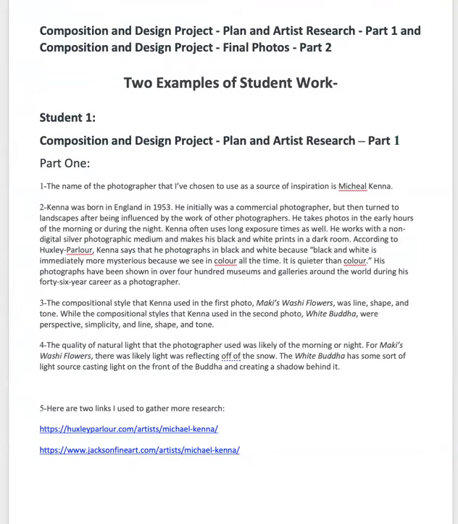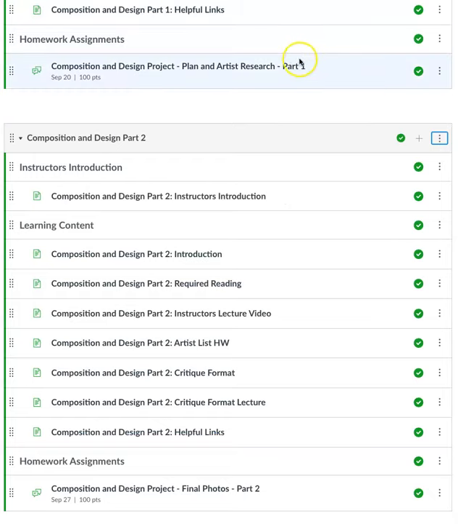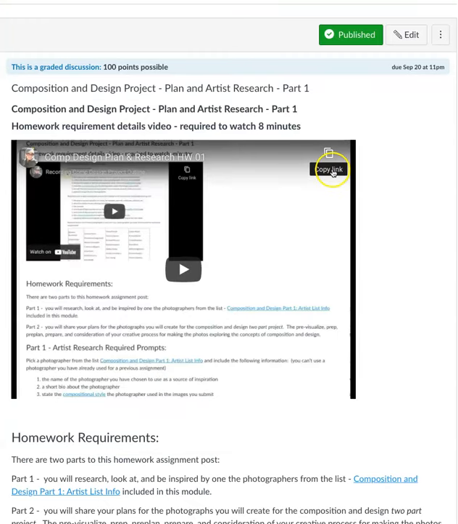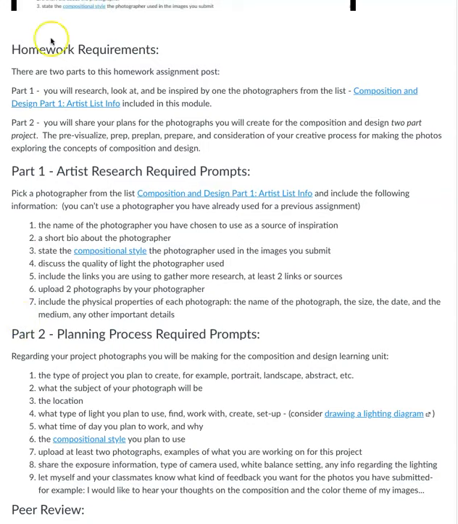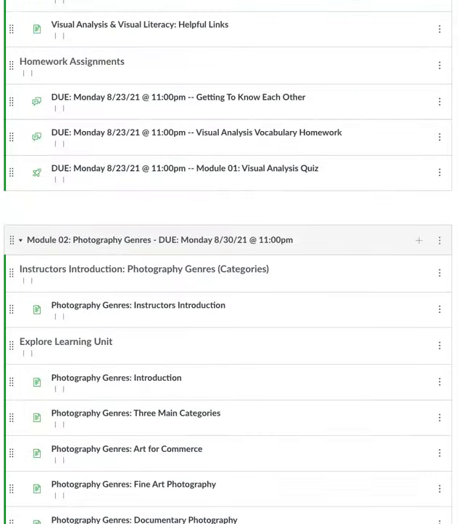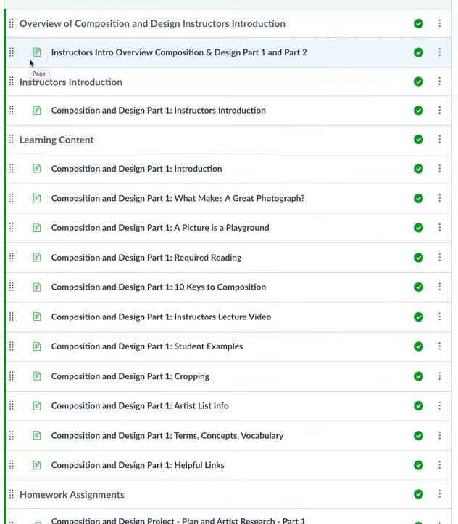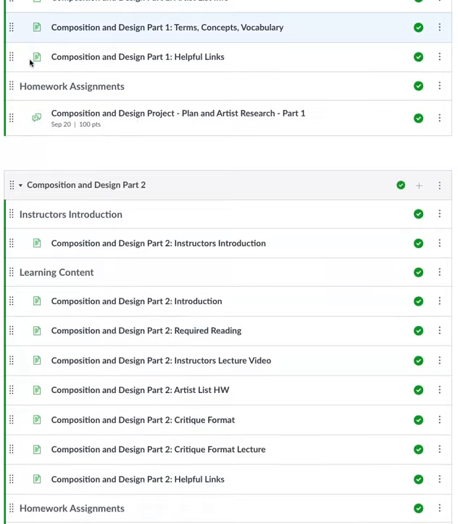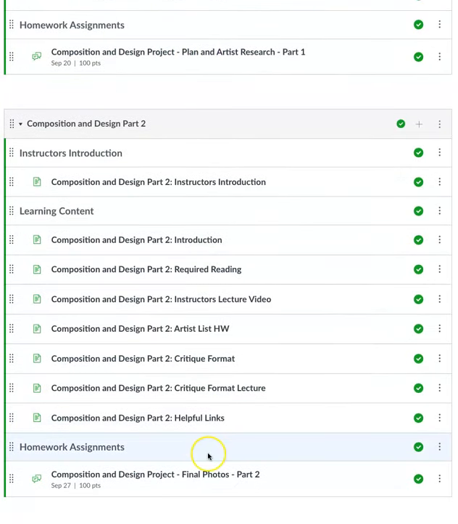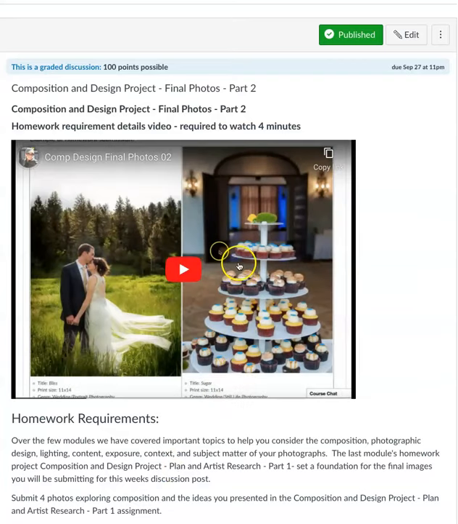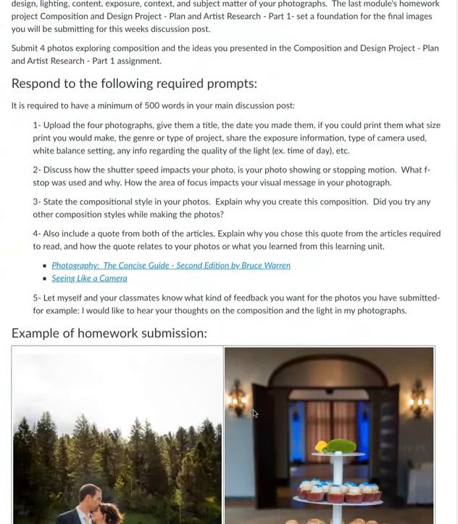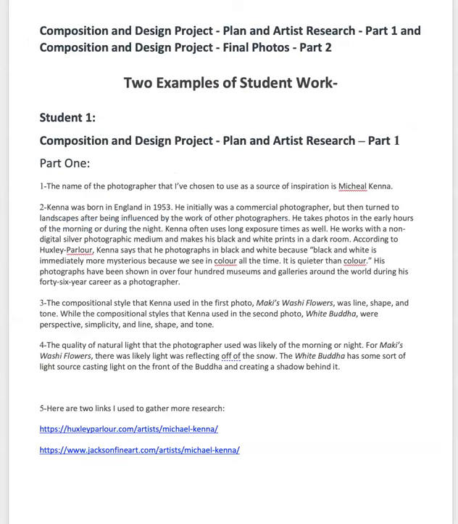These are two different student examples, and I'm kind of fast forwarding, right? So you're going to want to check out this assignment and review all of the information. And as you can see, there's Part 1 and Part 2. And then also the homework that I'm showing you right now is also an example of Part 2. So there's the plan and research, which I'm going to show you, and then there's the final photos. So you can go check these out as well. There's videos, there's all the requirements. And so what I'm showing you now is the students' work from both Project Part 1 and Part 2.